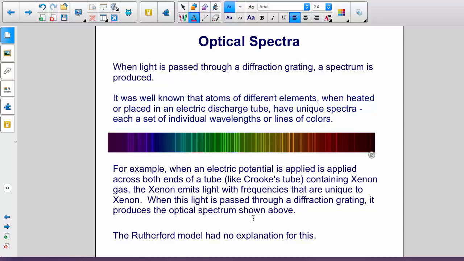So, for example, the spectrum in the middle of this page. When an electric potential is applied across both ends of a tube, like a Crookes tube containing, say, xenon gas, the xenon emits light with frequencies that are unique to xenon. And when this light is passed through a diffraction grating, it produces the optical spectrum shown above. The Rutherford model had no explanation for this.